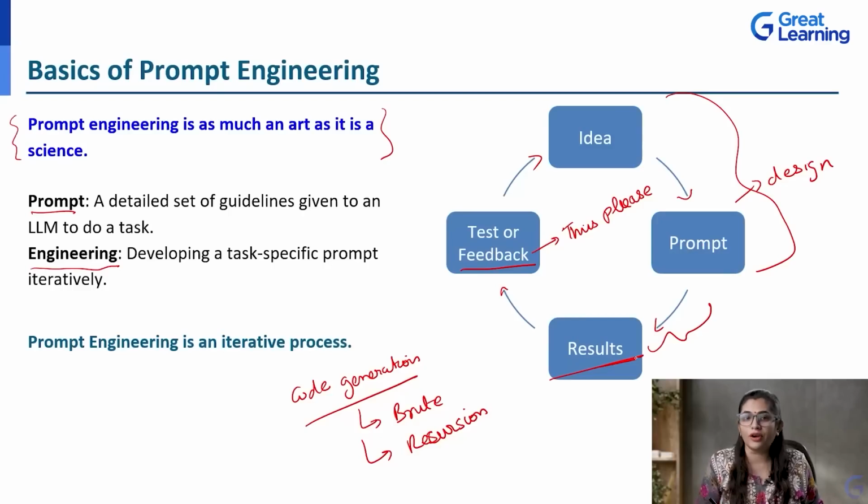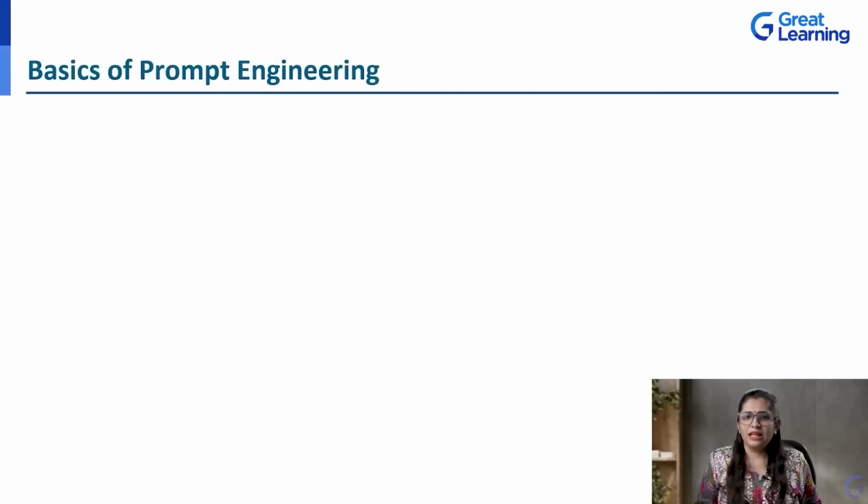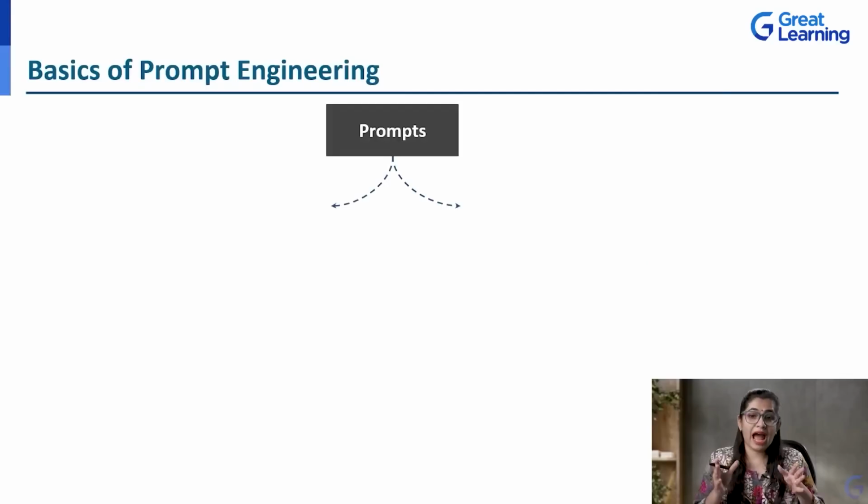That becomes your science part of it. That's why prompt engineering is a combination of both, an art and science. Now that you have understood what is prompt engineering, let's go and see the main element of prompt engineering, that is prompts, without which generative model ChatGPT will not work.